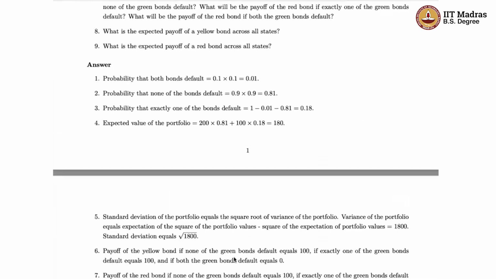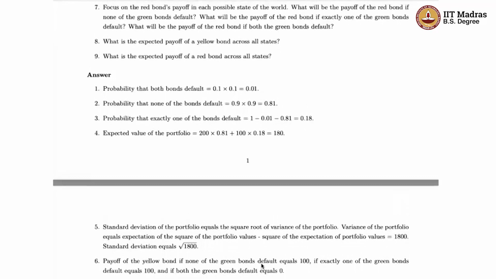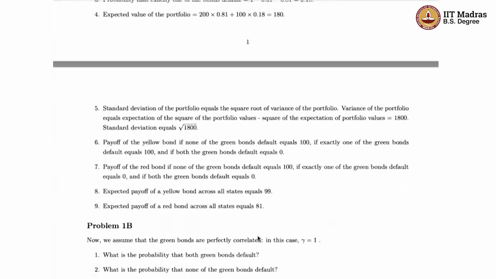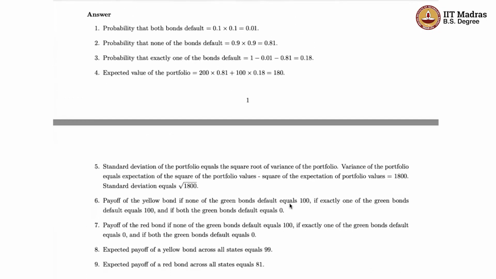Okay, great. Now we know the probabilities of each of these, right? So none of the green bonds default. We know that the probability of that is 0.81. Exactly one green bond defaults. We know the probability is 0.18, and both of them defaulting, the probability is 0.01, right? So that means that we can actually go ahead and calculate the expected payoff also, right? So the expected payoff is 100 multiplied by 0.81 plus 100 multiplied by 0.18 plus 0 multiplied by 0.01. So therefore, the expected payoff of a yellow bond across all these different states is 99.